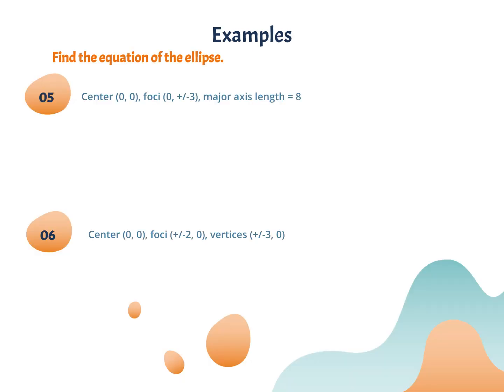So now what we're going to do is you're going to be given some pieces of information about your ellipse, and we need to learn how to write the equation. So notice here, it's telling us our center is at 0, 0. And again, we can see from our focus point here that this plus and minus 3 is in the Y spot. So this tells me that my major axis is going to be vertical.